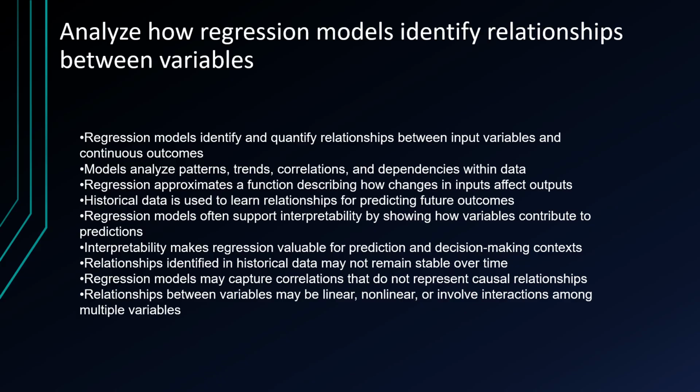Historical data may include variables such as advertising expenditures, seasonal trends, pricing strategies, economic indicators, and customer purchasing behavior. A regression model studies how these variables interacted historically with product demand levels. Once the relationships are learned, the organization can use the model to estimate future demand under changing business conditions.